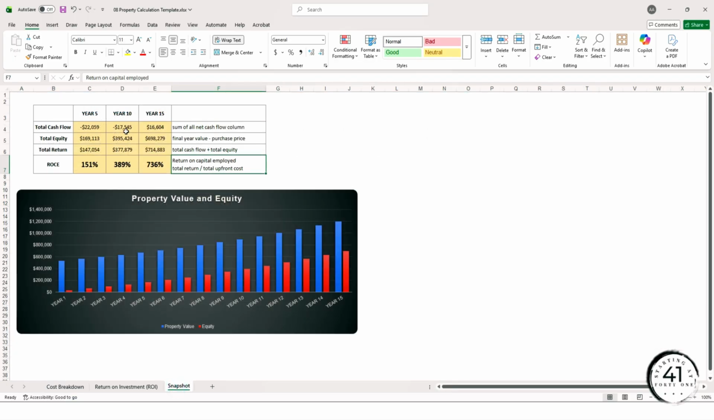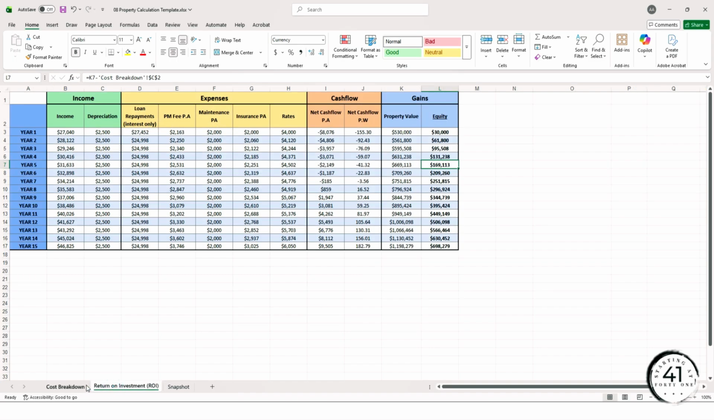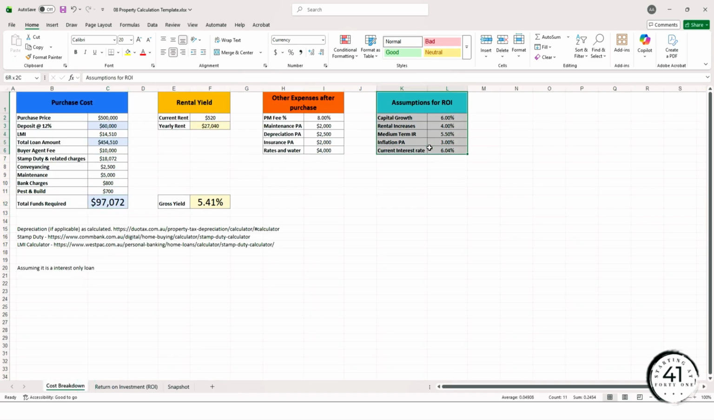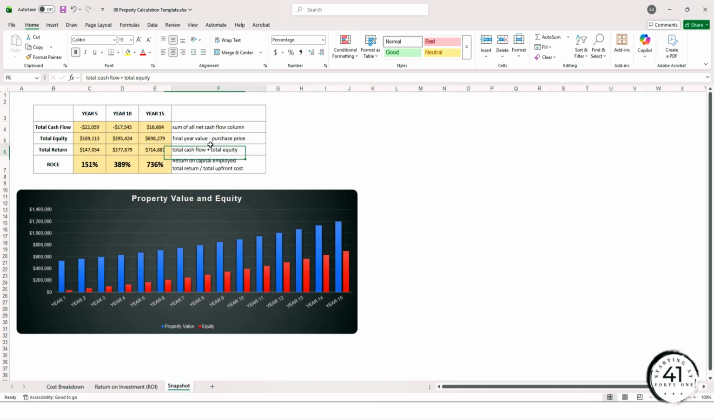And how does this look on the total return? It is 151%. Similarly, in 10 years, it's 389%. In 15 years, it is a crazy 736%. Now, all this is based on the assumptions that we have mentioned here. If any of this changes, then your calculation will also change.